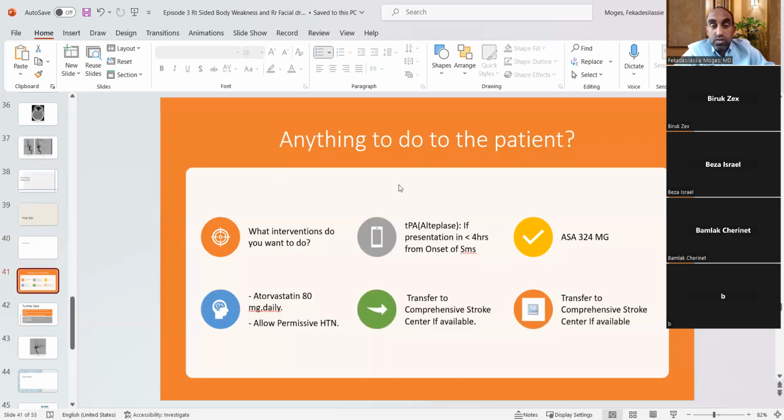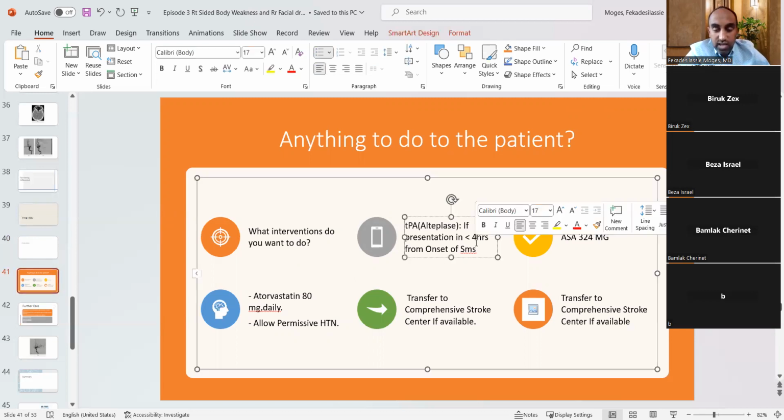So anything to do to this patient? What interventions do you want to do to this patient? So we gave aspirin, we gave atorvastatin. What else do you want to do? She presented early. She presented after 1 hour of the onset of her illness. So is she a candidate to TPA? Yes. Yeah, so what is the cutoff point?